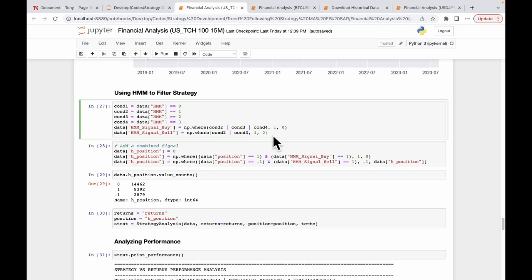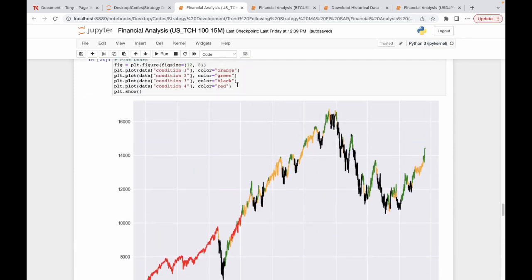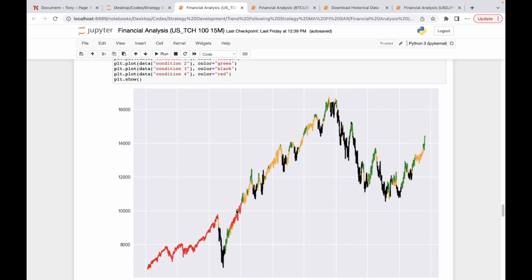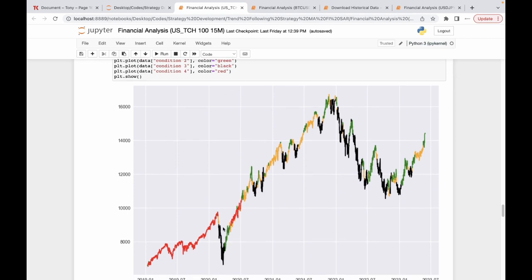And then for a sell condition, we are only going to trade when the market is in condition 2 and condition 3. Condition 2 and 3 stand for the green and the black. So we're going to trade in the sell position only when the market's in a black condition or a green condition.